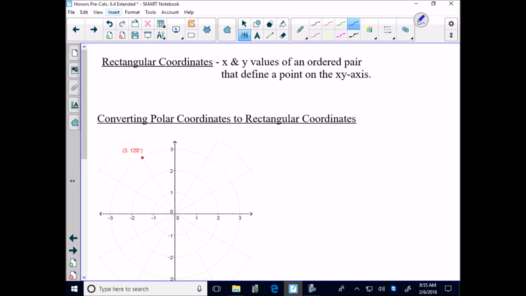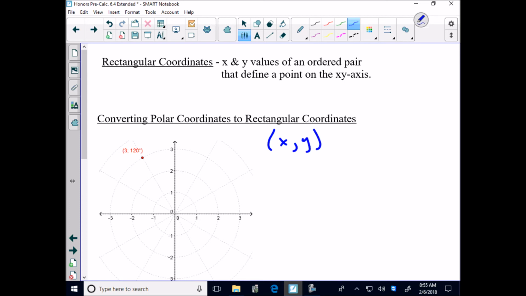All right, guys, so right here what we're looking at is converting polar coordinates to rectangular coordinates and rectangular coordinates back to polar coordinates. In our first example right here, we want to convert the polar coordinates defining our point 3, 120 degrees to rectangular coordinates for an x, y ordered pair.